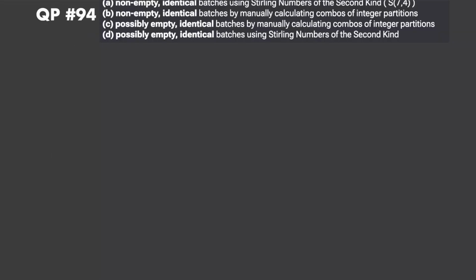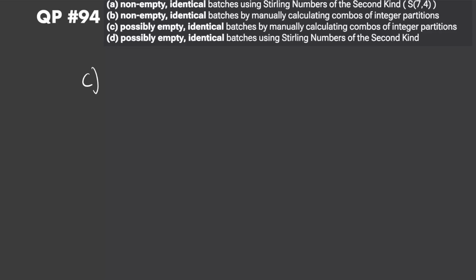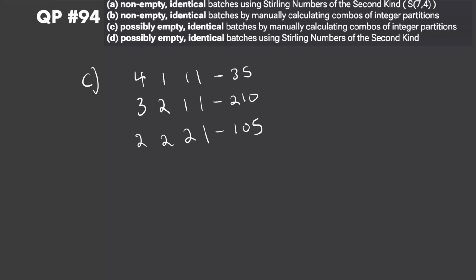Okay, so for part C, the only difference now is that the groups could be possibly empty, which makes it more complicated. So let's first do it using combinations of integer partitions. We already calculated the non-empty ones and summed them up, and we got 350. So now let's just add in the ones where some box is empty.